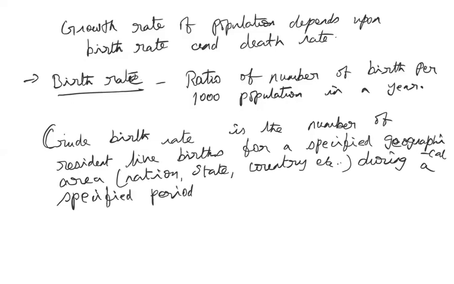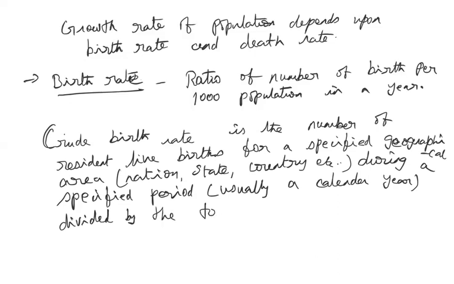Normally, we calculate all these data per year, which is called the calendar year, divided by the total population in that particular locality. And normally all these are calculated during the mid-year: what is the population of the particular locality in the mid-year of that calendar year.